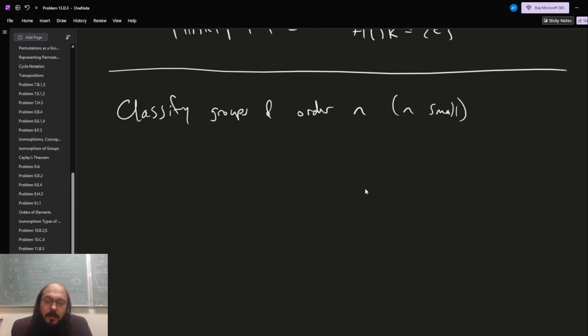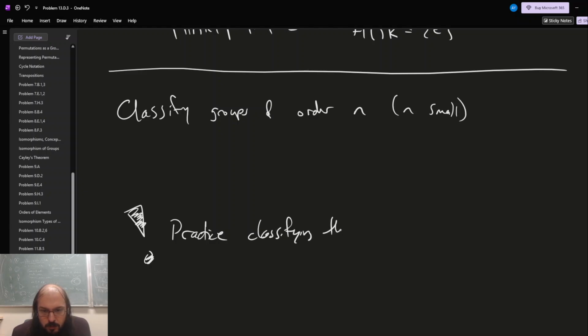On the other hand, for the problems in Pinter, the classification method takes some steps. So the only one that I've assigned for homework is the one for groups of order 6, because that only involves basically 3 steps. And so it's pretty doable. But one of the best things that you can do to study for the final, I know it's crazy to be talking about our final exam for this class, but let's put it out there since it's on my mind, is practice classifying these groups.